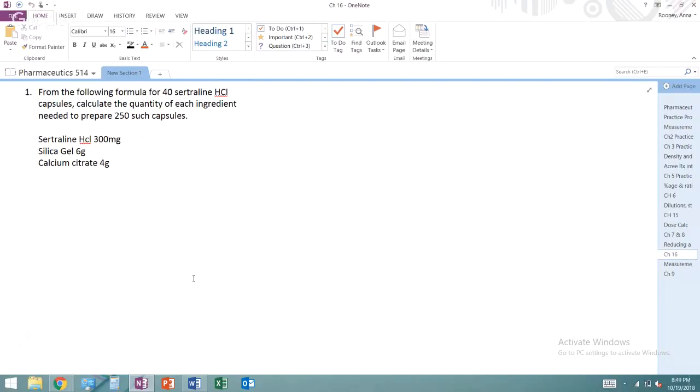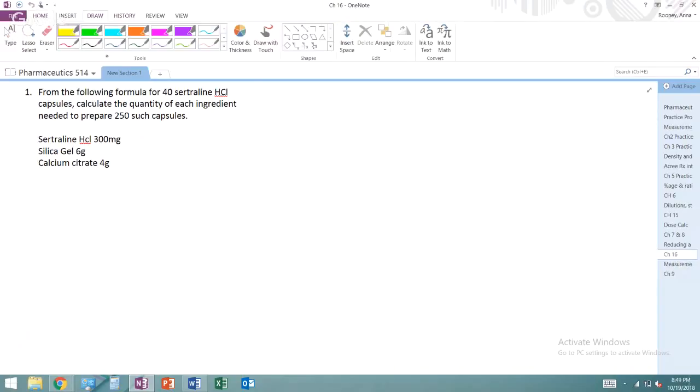For the first one, from the following formula for 40 sertraline capsules, calculate the quantity of each ingredient needed to prepare 250 capsules. So when would you encounter this? You encounter this in a compounding specialty lab.